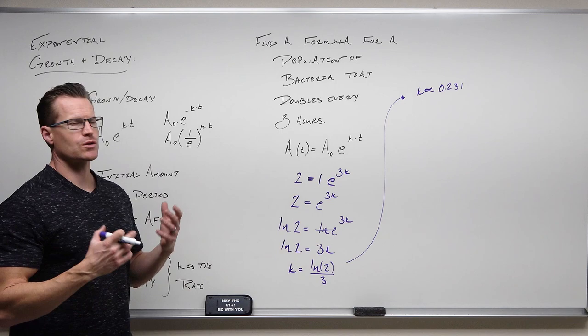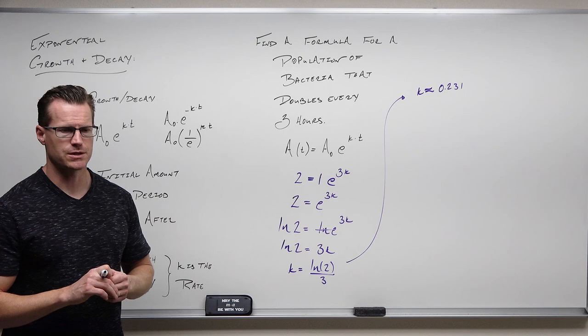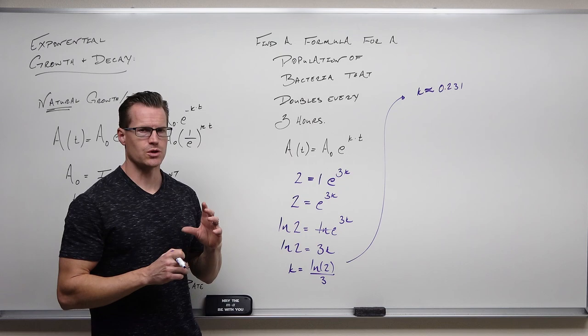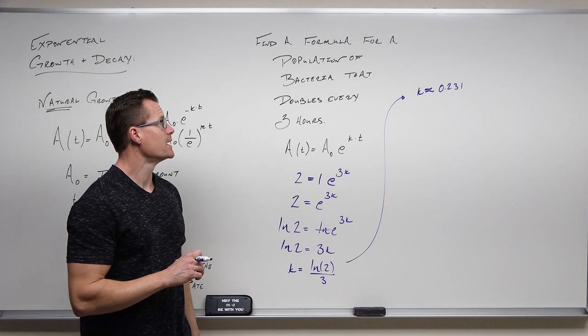Now, I'm going to encourage you to not round that number very often. Those can be very, very small numbers, very close to zero. And if we end up rounding them a lot, that's a problem. You might actually choose to leave it as ln 2 over 3 and just put that here. It looks a little awkward. I'm not doing that because I want to show you the rate. The rate of increase here is 23.1%. 0.231 is 23.1% per hour. That is how fast this colony of bacteria is actually growing.